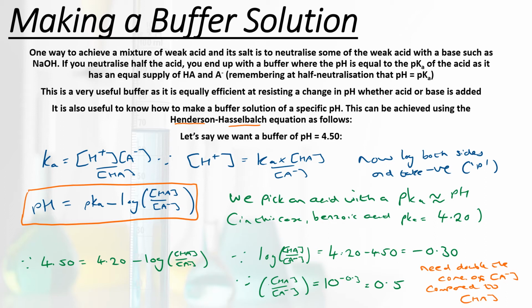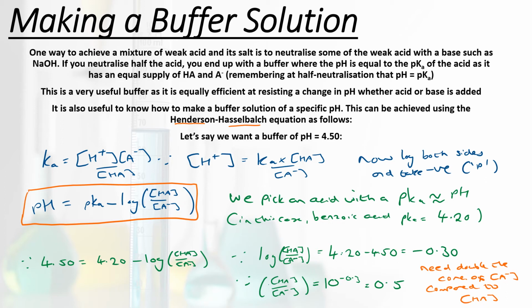So we now have pKa. And then we have this ratio of the concentration of HA over A minus. And so our equation becomes pH is equal to pKa minus log of the ratio of HA over A minus concentrations. So what this tells us is that if we pick an acid with a pKa roughly around the pH, we can make a buffer of a specified pH. So we make sure we pick one that has this pKa around the pH. In this case, benzoic acid is pretty good. It has a pKa of 4.2, pretty close to the 4.5 that we want.